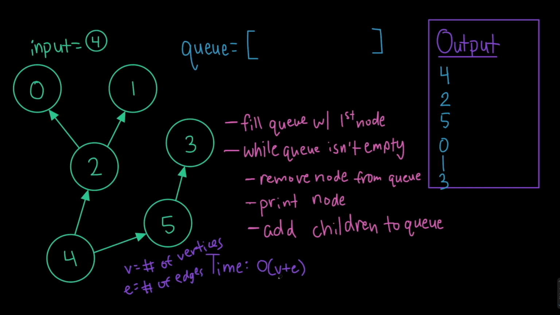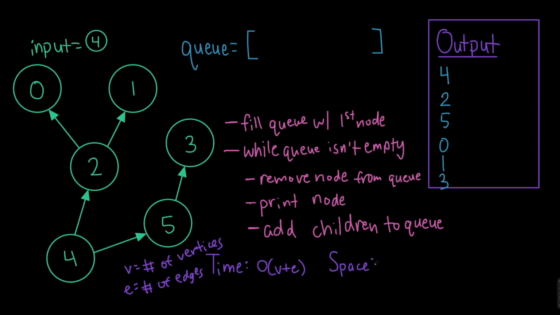So our time complexity is O of V plus E. Remember, it's O of V because we're touching every single node in the graph. It's O of E because in total, not at one iteration, but in total, we'll traverse all of the edges in the graph.